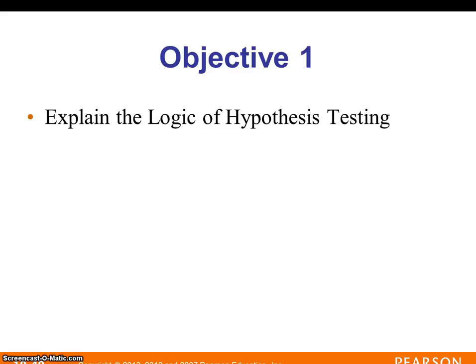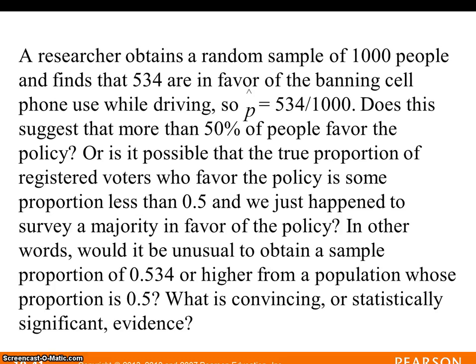So the first objective, objective 1, we want to explain the logic of hypothesis testing. As an example, let's say a researcher obtains a random sample of 1,000 people and finds out that 534 of them are in favor of banning cell phones while driving. So in this case, the sample proportion, which is denoted by p-hat, is equal to 534 divided by 1,000.